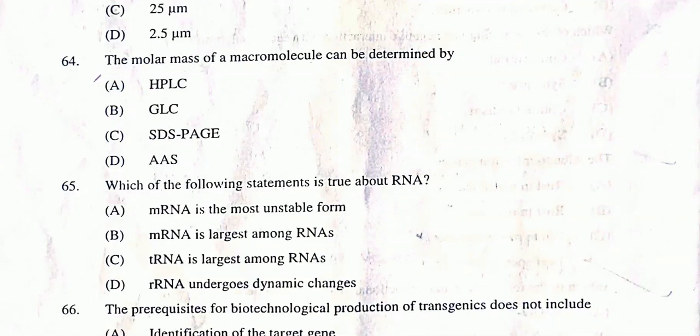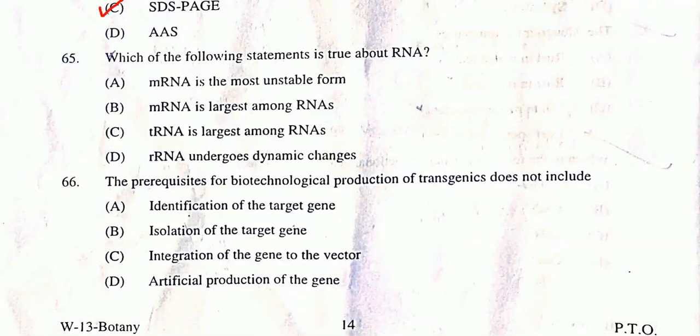Question number 64. The molar mass of the macromolecule can be determined by, so we can determine the molar mass by means of sodium dodecyl sulfate polyacrylamide gel electrophoresis. That is a kind of protein electrophoresis. Question number 65. Which of the following statements is true about RNA? So the mRNA is largest among RNAs. This is true. This is the correct one.